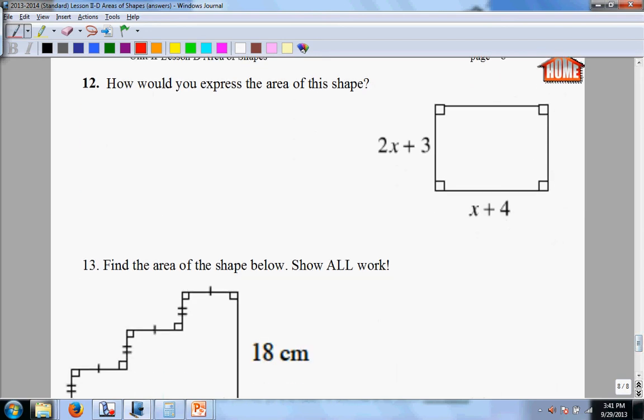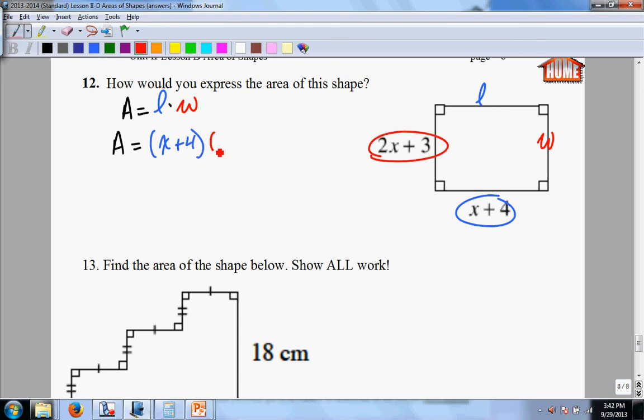Number 12, it says, how would you find the area of this shape? Well, it's a rectangle, and we know a rectangle is simply length times width. Let's write our equation out. Area equals length times the width. So area equals our length here, x plus 4, and our width is 2x plus 3. Now, this is very similar to your previous homework in which you have to multiply your monomials, get a binomial, and simplify. Multiply and then simplify.